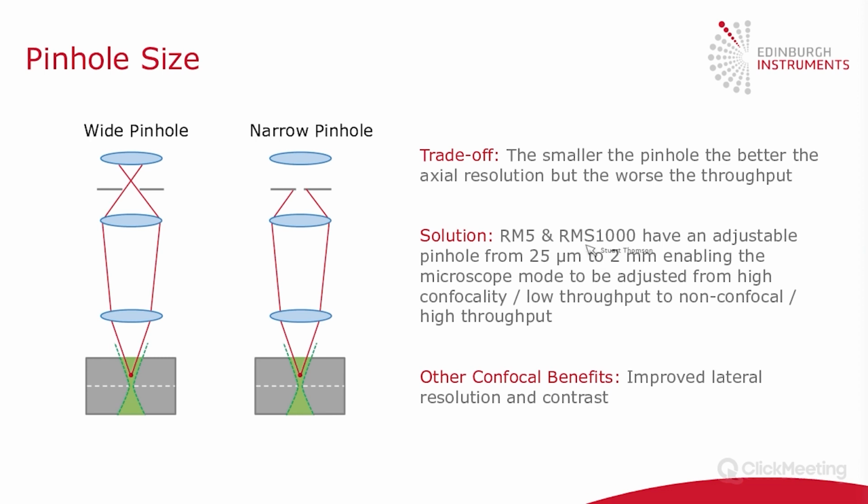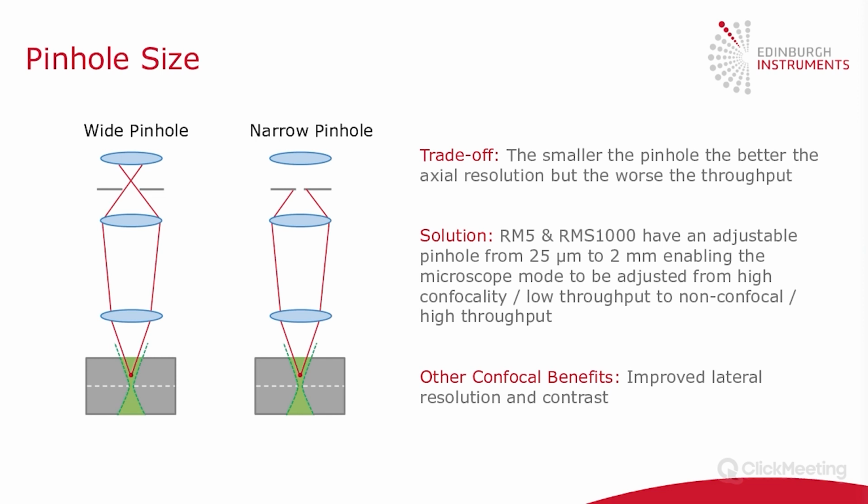And the RM5 and the RMS1000 both have adjustable pinholes that can be changed from 25 microns to 2 millimeters, depending on how much confocality is required for your application. So you can change from a high confocality, low throughput mode to a non-confocal, high throughput mode.